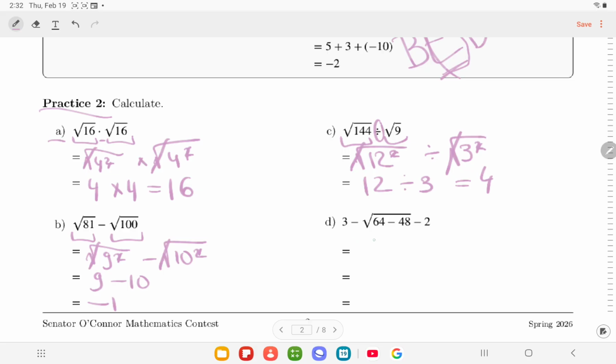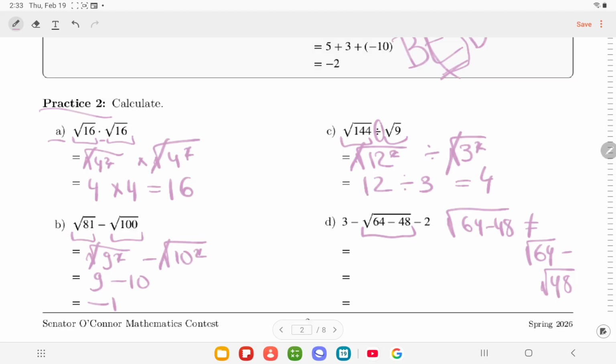And last but not least, here first we have to solve what's inside the square root before we can take the square root. An important thing to know is that the root of 64 minus 48 is not equal to the root of 64 minus the root of 48. You cannot separate the root if the two numbers are being added or subtracted.